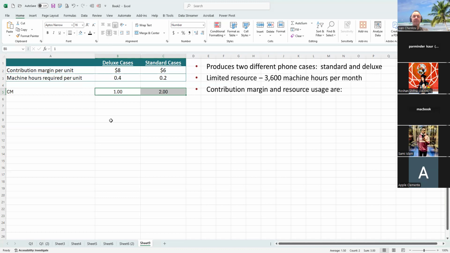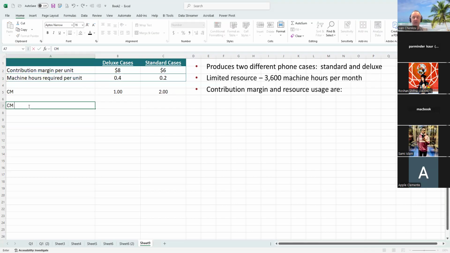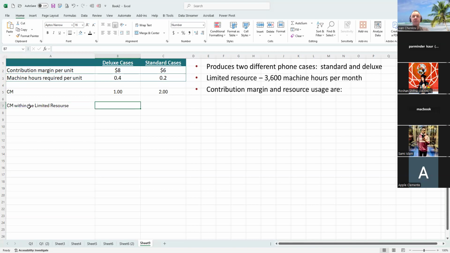But we have a limit. We have a limited resource. Which is the limited resource? Machine hours. So what do we have to find out? If we have a limited resource, we have to find out what's the contribution margin within the limited resource. Make sense? Yes, sir. How much is the contribution margin per machine hour here? 0.4. No, watch this. To make one unit, I need 0.4 hours.